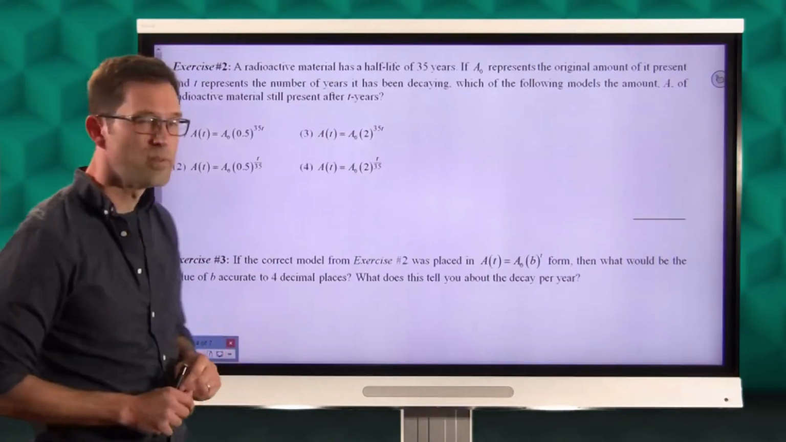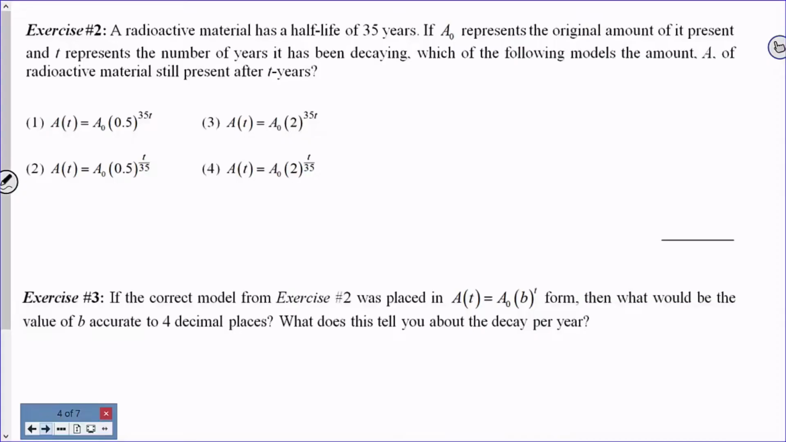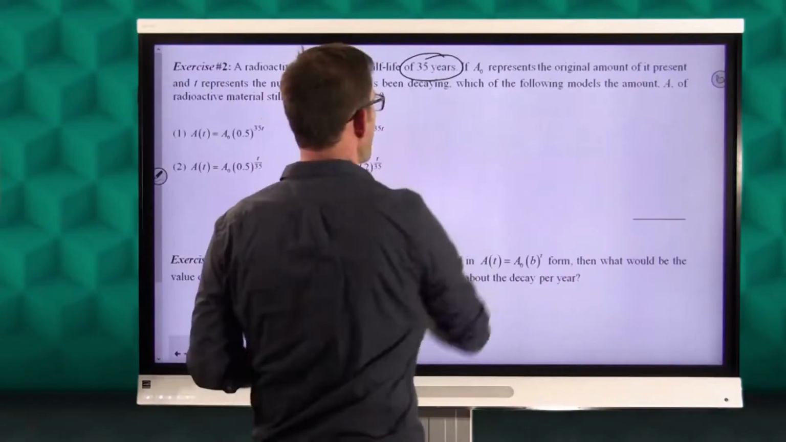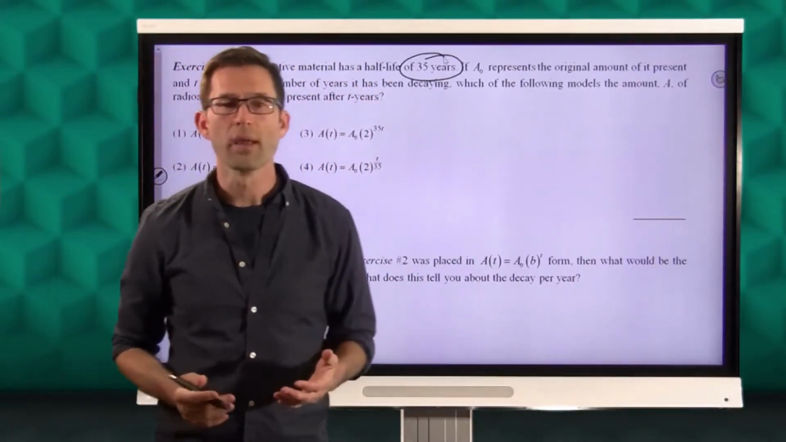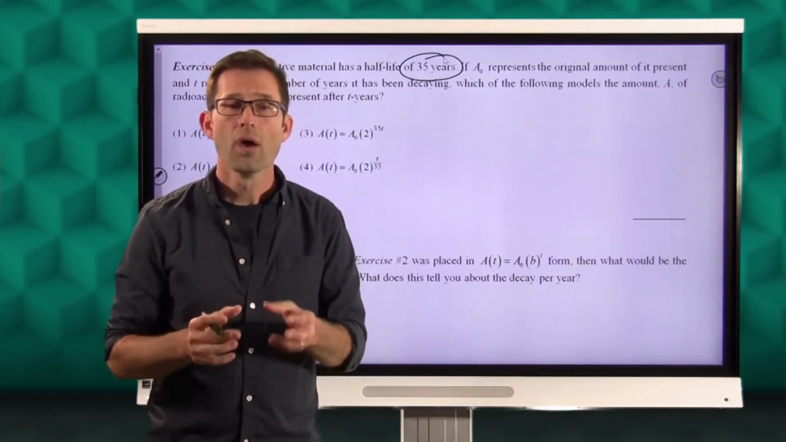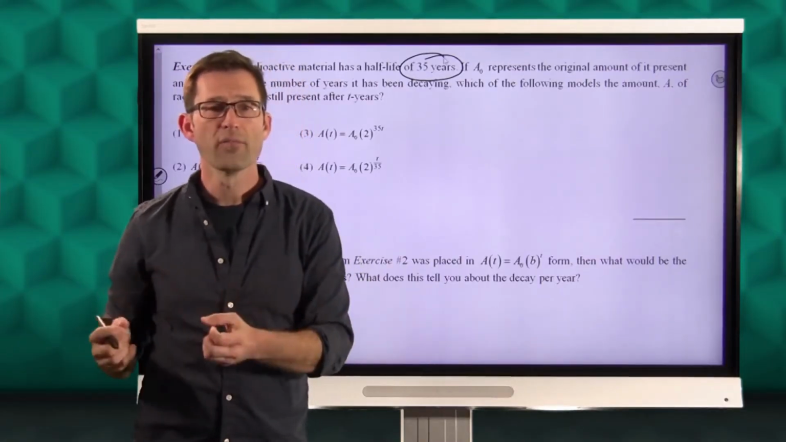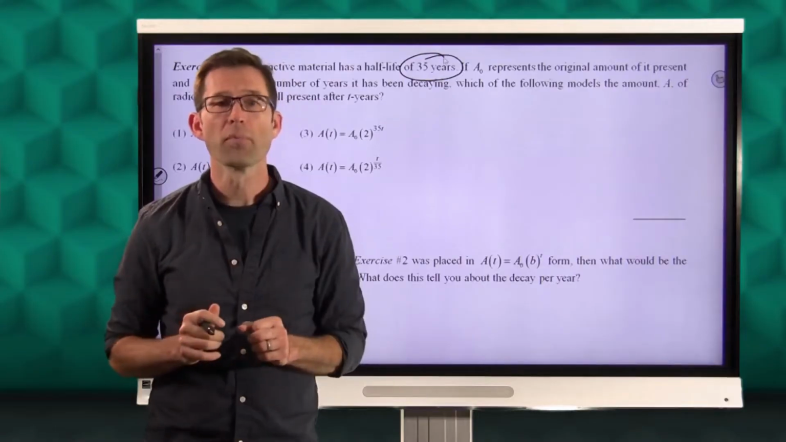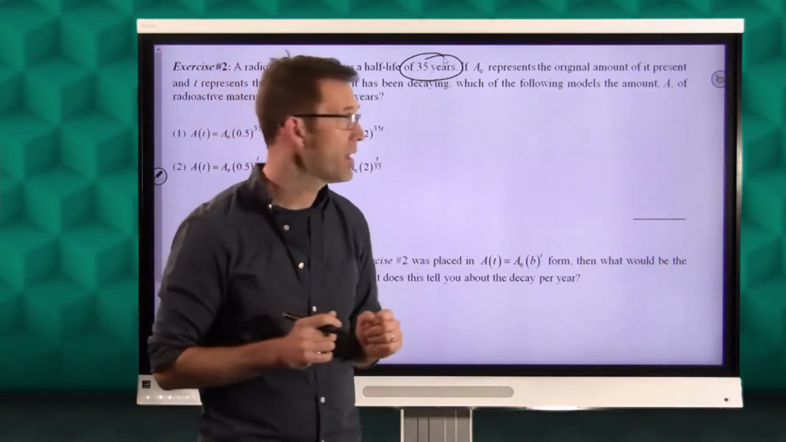All right, here we go. Exercise number 2. A radioactive material has a half-life of 35 years. And I think we've all seen radioactive decay problems enough to know that what that means is that every 35 years, half of the radioactive material is removed. We multiply by 0.5, okay?